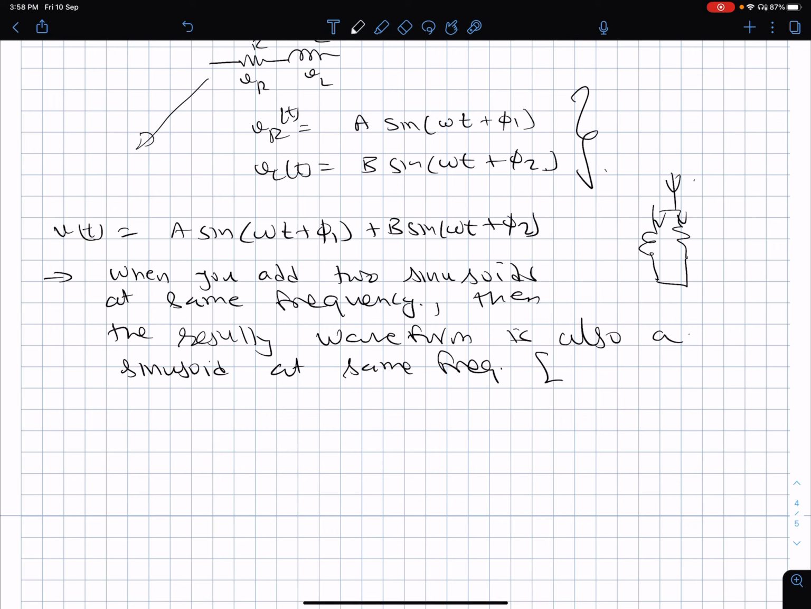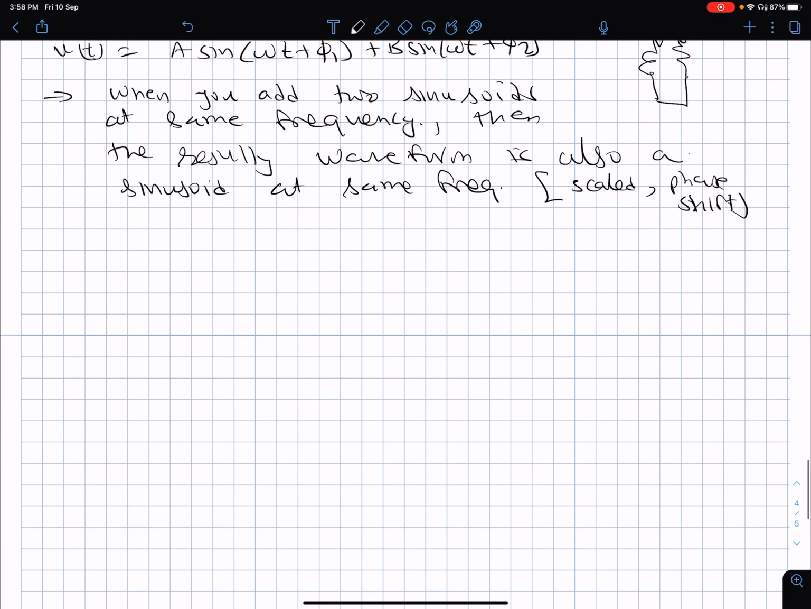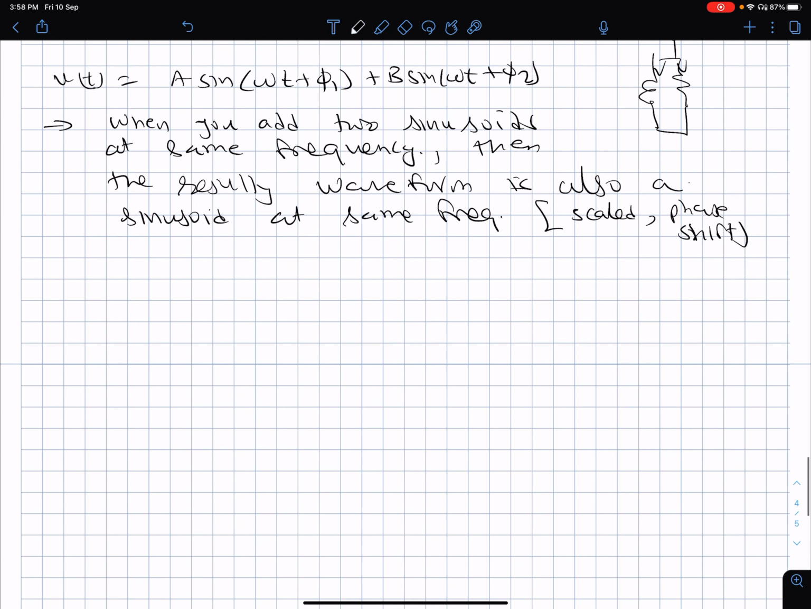Needless to say, the amplitude will be scaled, and there will be a phase shift. That is going to happen, but other than that, nothing much is going to happen. So let's write this. Let's expand this A sine of omega t plus phi 1.